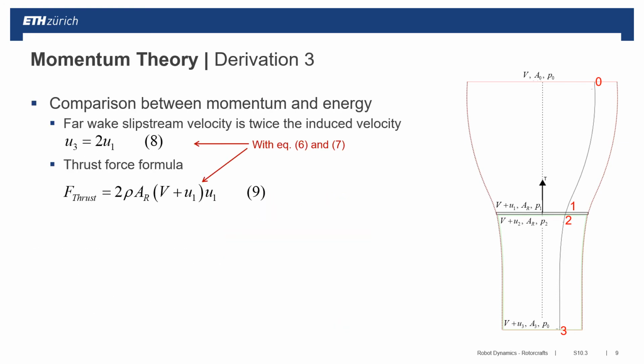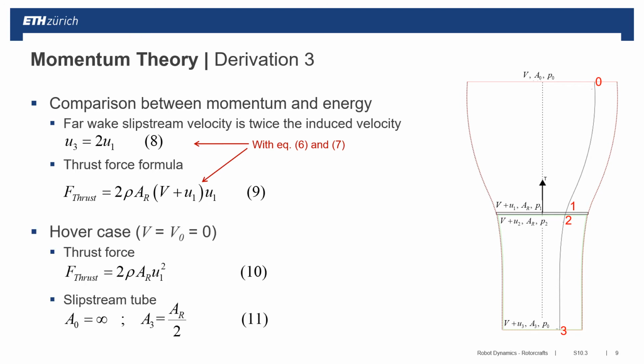If we now combine equations 6 and 7, we can see that the outlet speed, u3, is equal to twice the speed just above the rotor, u1. Furthermore, we can see that the thrust force is proportional to the surface area at the rotor multiplied by the density, multiplied by u1, and multiplied by the absolute speed above the rotor, which is V plus u1.